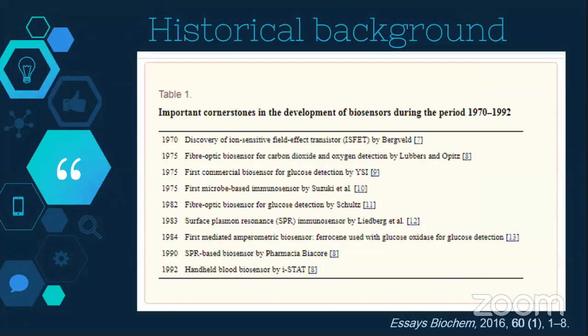Then we go to the historical background. The history of biosensors dates back as early as 1906, when M. Cremer demonstrated that the concentration of an acid in a liquid is proportional to the electrical potential that arises between parts of the fluid located on opposite sides of a glass membrane.